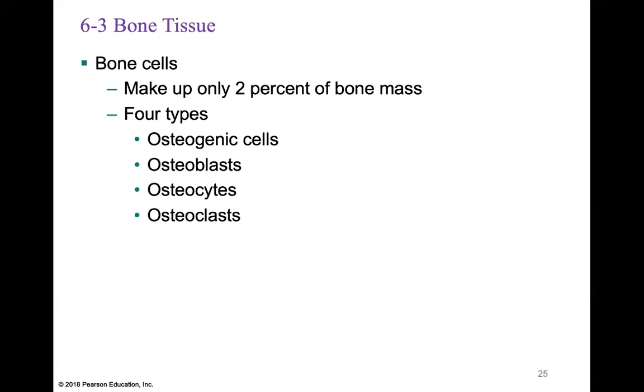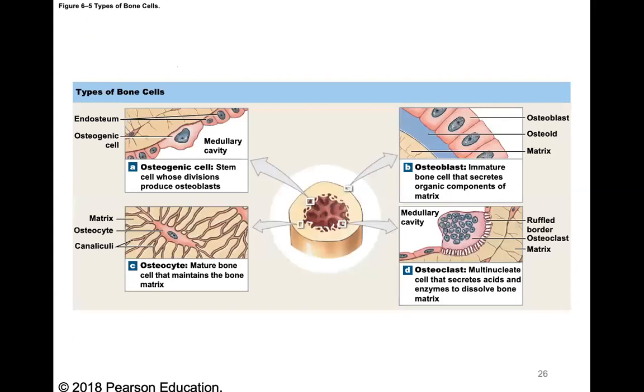The bone cells make up only 2% of the bone mass, and there are 4 types of cells: osteogenic cells, osteoblasts, osteocytes, and osteoclasts. All 4 of these will be choices on multiple choice questions, but they all look the same, all right? Osteo is referring to bone, and then we have our osteogenic cells, blasts, cytes, and clasts. And we'll define what each of these is.